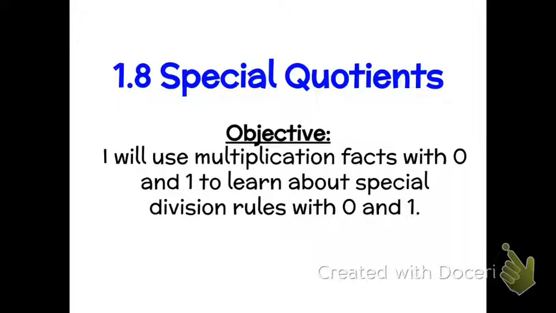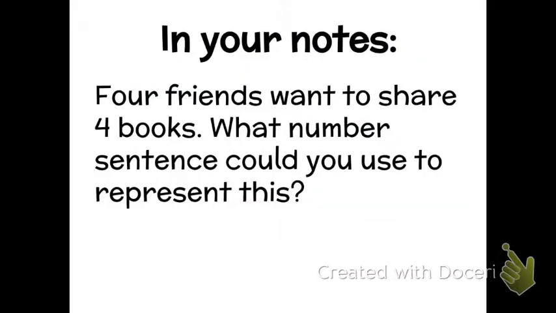Today's lesson is topic 1.8, Special Quotients. The objective for today is that you will be able to use multiplication facts with 0 and 1 to learn about special division rules with 0 and 1. In your notes, I want you to write down this problem. 4 friends want to share 4 books. What number sentence could you use to represent this?